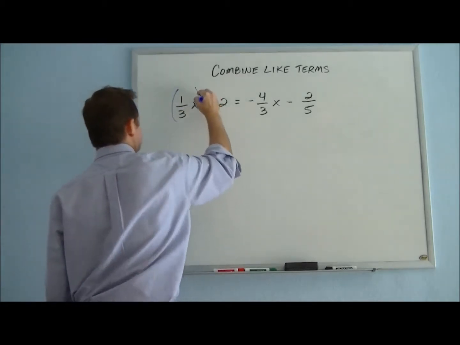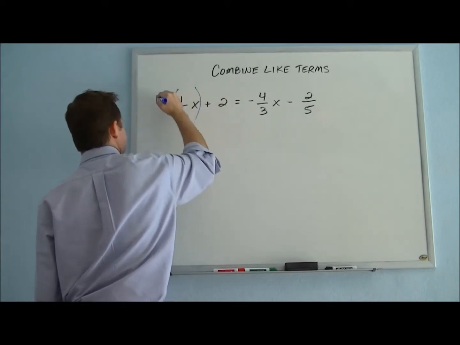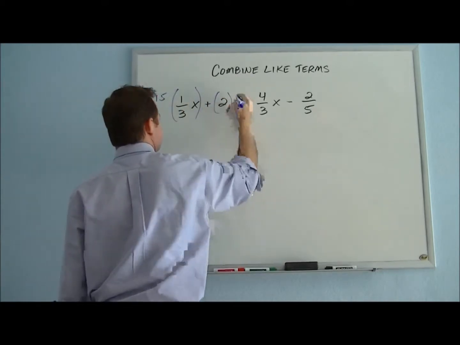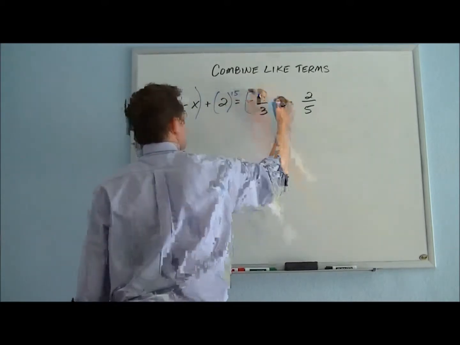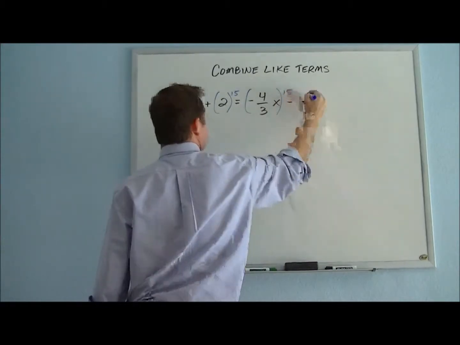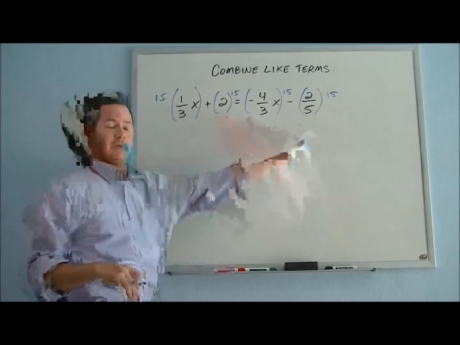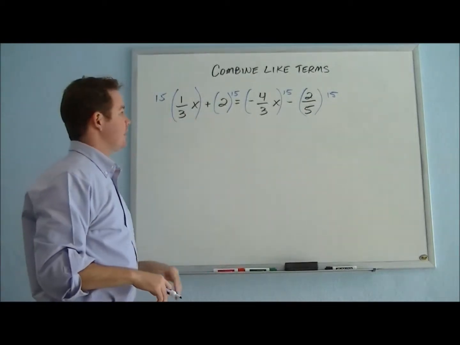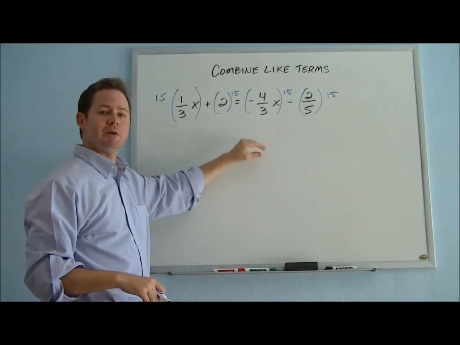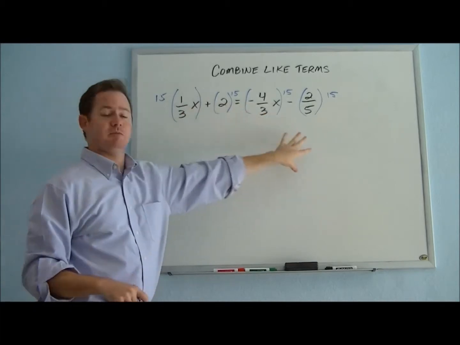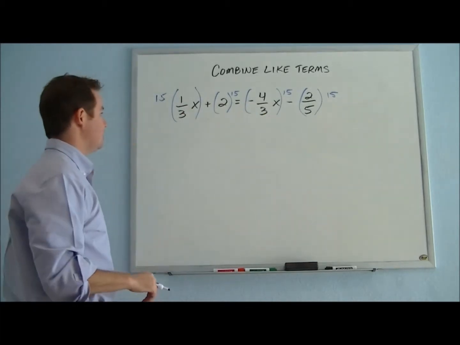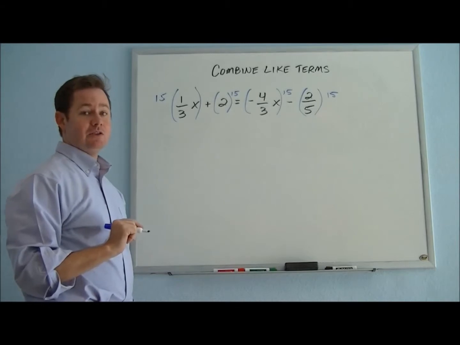So we're doing times 15 over here, times 15 in here, times 15 over here, and times 15 over here. Every single term in the whole equation gets multiplied times 15 so that it will still remain equal because we're doing the same thing to both sides. So we can still write it out as an equation, but let's take a look at how this simplifies now.